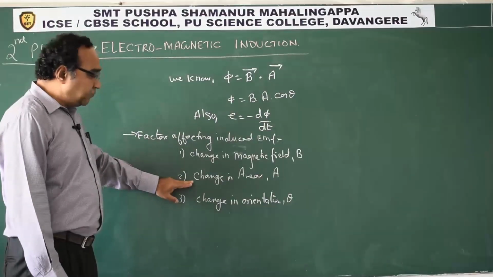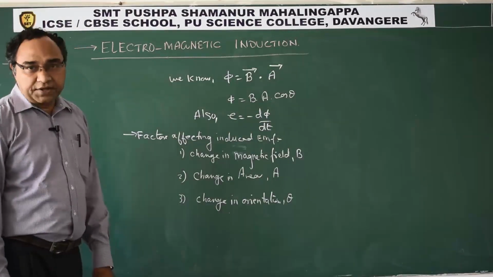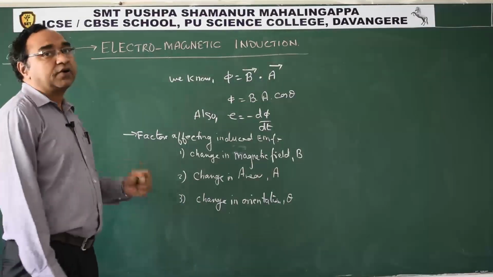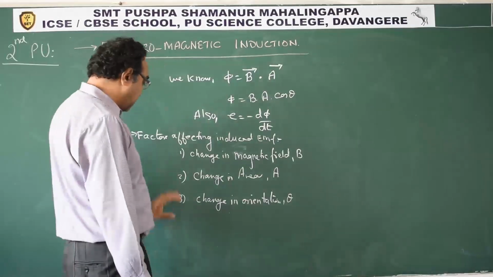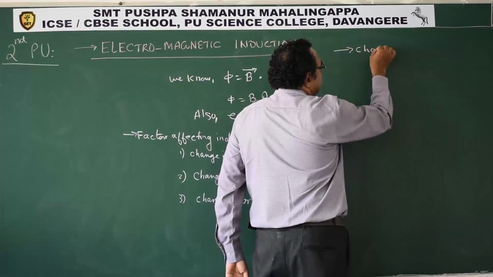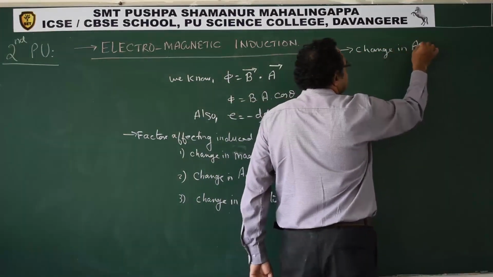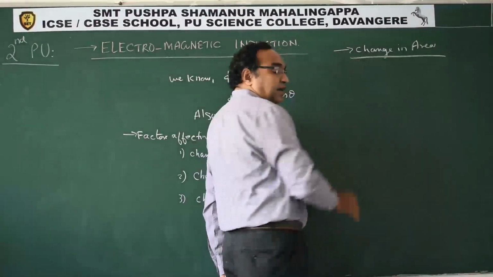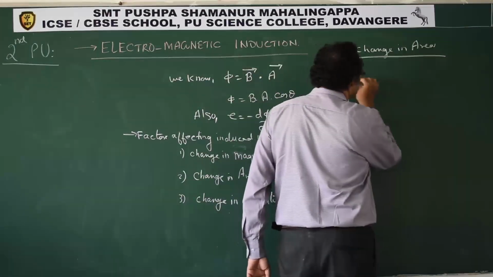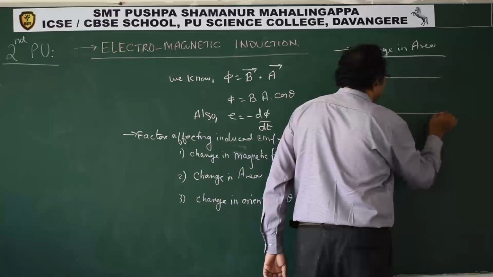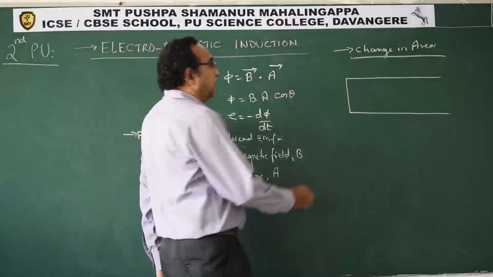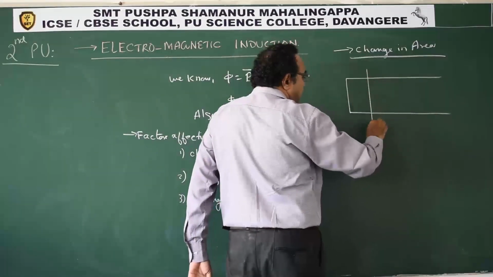But change in area and change in orientation can definitely be taken as factors which are in our hand to cause induced EMF. Now see, change in area. Say for example, I am taking this particular thing, that is change in area. How is change in area possible? See here, let us say we have a U-type metal frame, and this is a movable conductor.